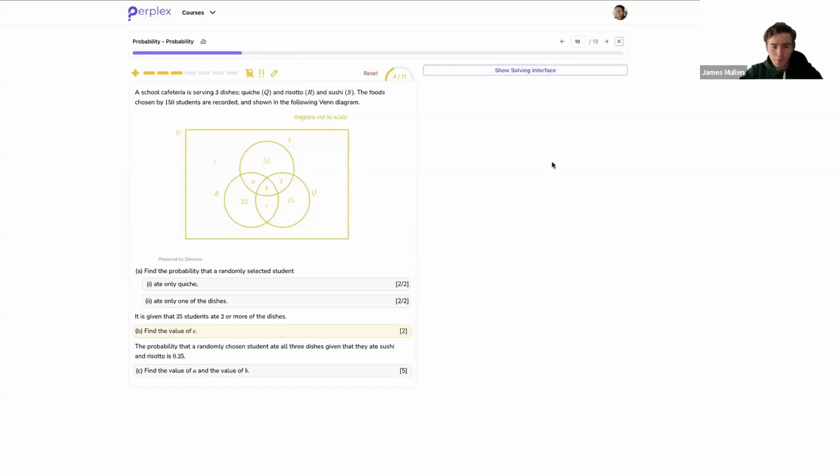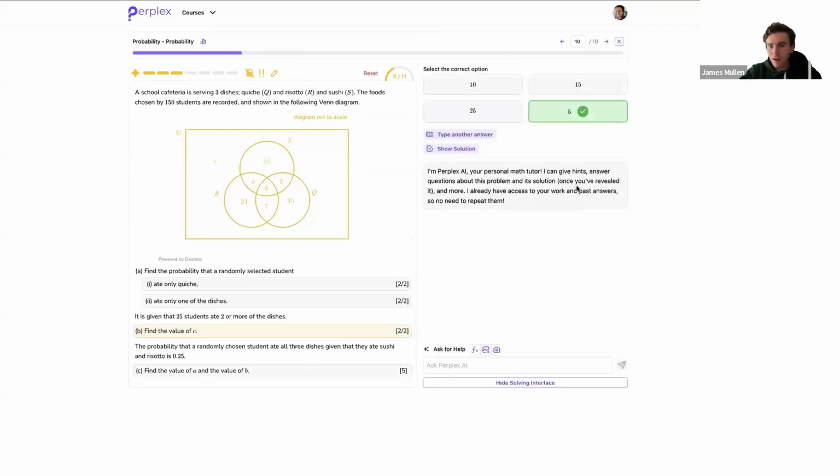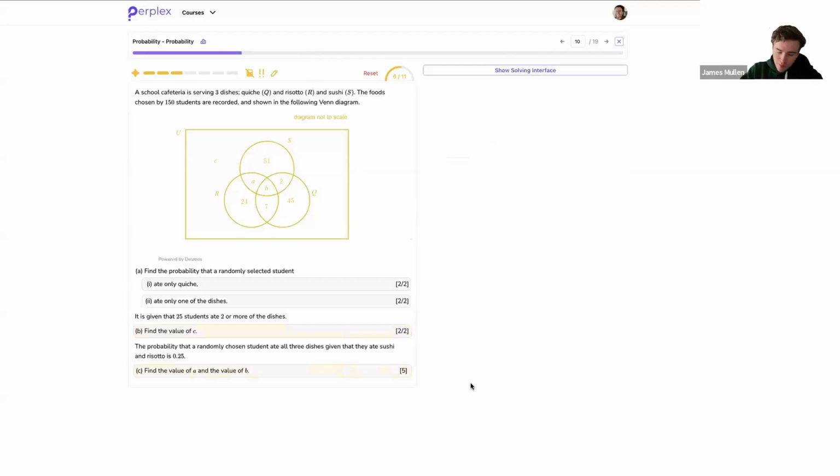Now, find the value of C. We just did that. I was checking that off. C was equal to 5. Okay. But the conditional probability formula tells me the probability of A given B is equal to the probability of A intersection B divided by the probability of B.